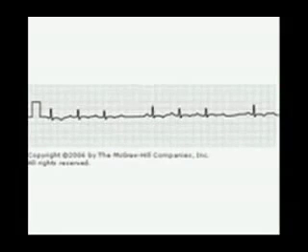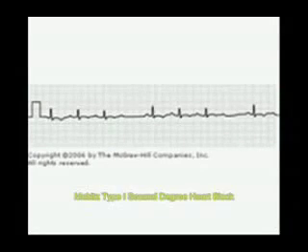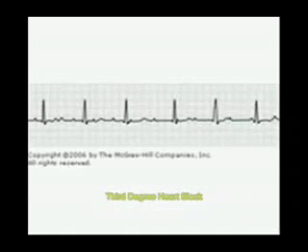Now this is a second degree Mobitz type 1. In this, PR interval increases, ultimately P wave is dropped. This is Mobitz type 1. And now in this you can see this is a third degree block. Both atria and ventricles, they contract differently. This is third degree AV block.